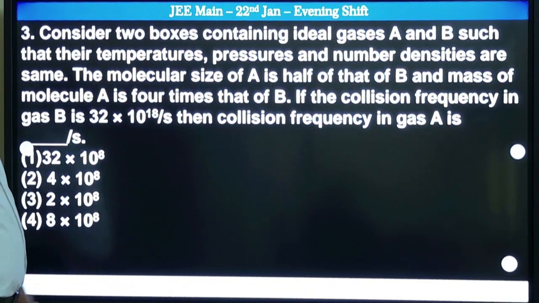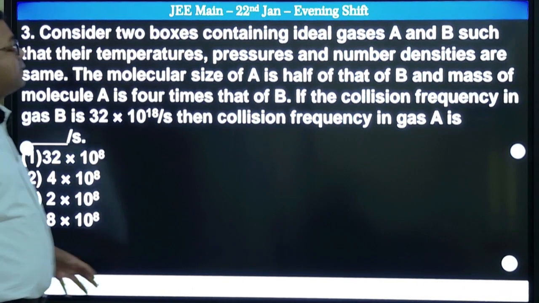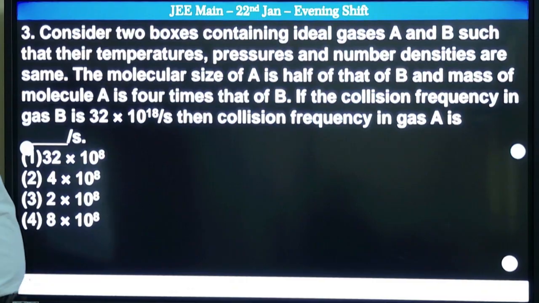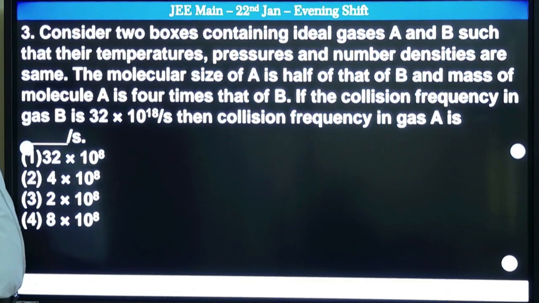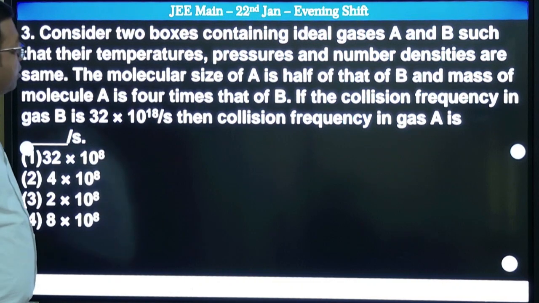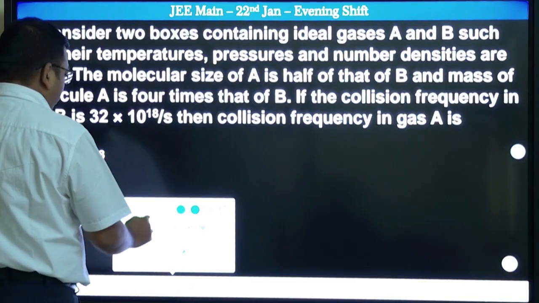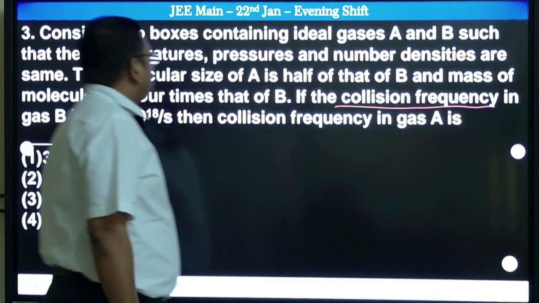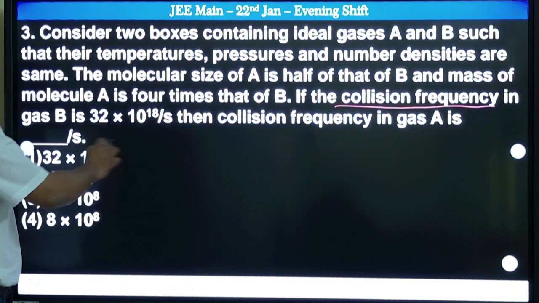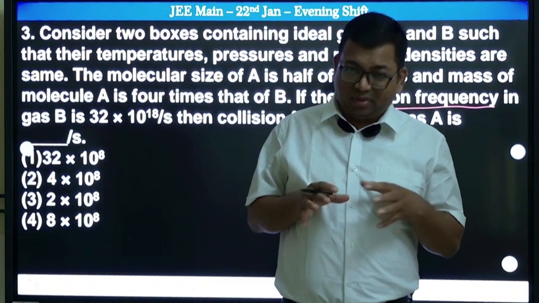Question number 3. Consider two boxes containing ideal gas A and B. Their temperatures, pressure, and number densities are the same. The molecular size of A is half that of B, and the mass of a molecule of A is 4 times that of B. They are talking about collision frequency here. If the collision frequency of gas B is this, then what is it for A? So you need to get a relationship of collision frequency.